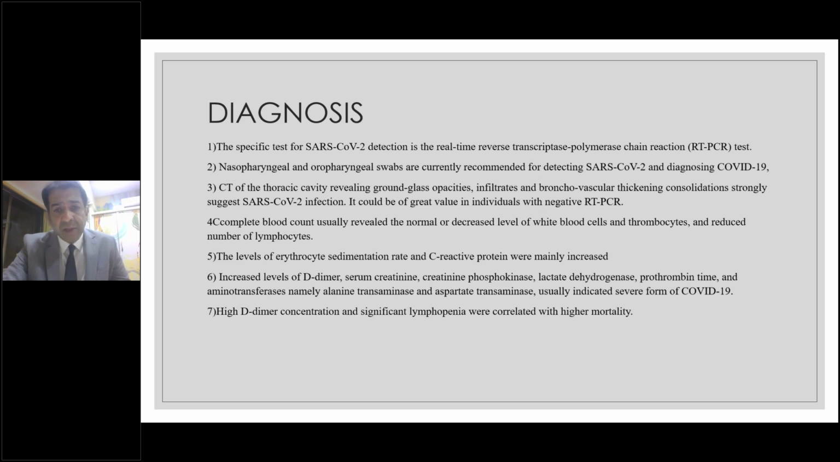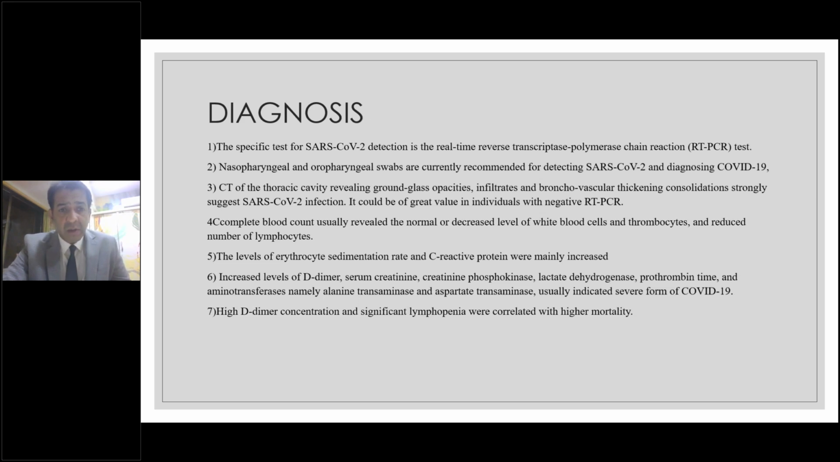It is of great value in individuals with negative RT-PCR. Many patients come with negative RT-PCR, and if you take a CT scan and it shows all these findings, I think the treatment has to be initiated as fast as possible.